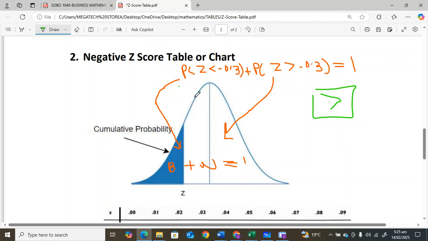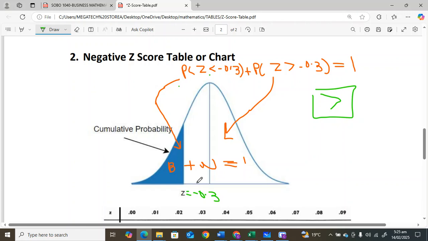Okay, the less than sign is representing this blue area. Here the concept is this. When you add the blue area plus the white area, you get one. Remember, probabilities always add up to one. So this area in blue, since our Z we calculated it as negative 0.3.